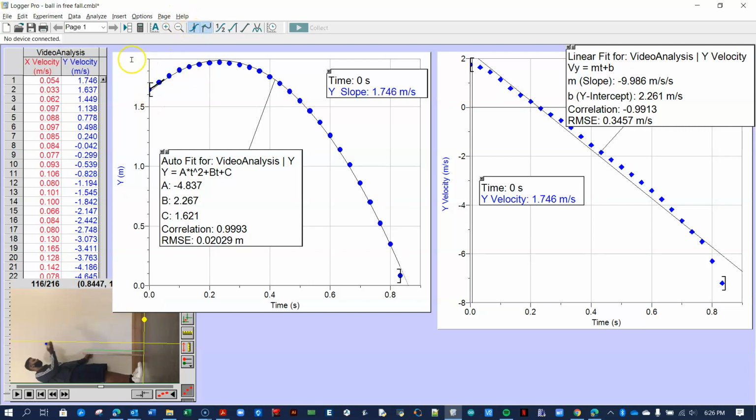Let me click on the examine button here as well. Okay, so now I am examining. You can see that my y is 1.643 meters at the very beginning, and my y at the very top is 1.871. So I can subtract those two to get the displacement.